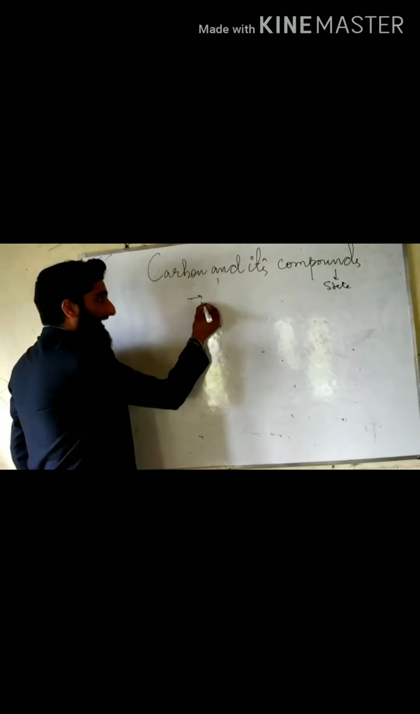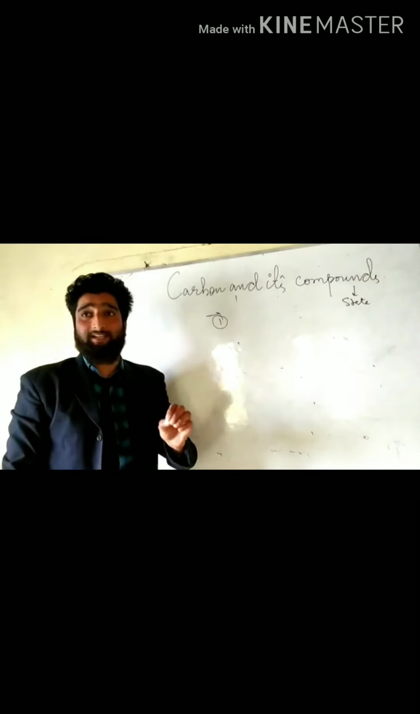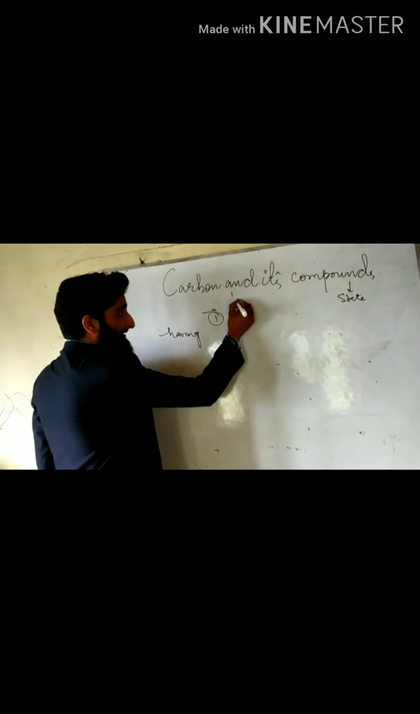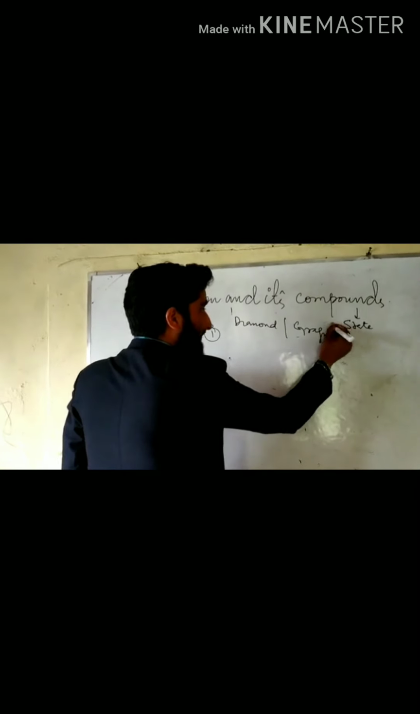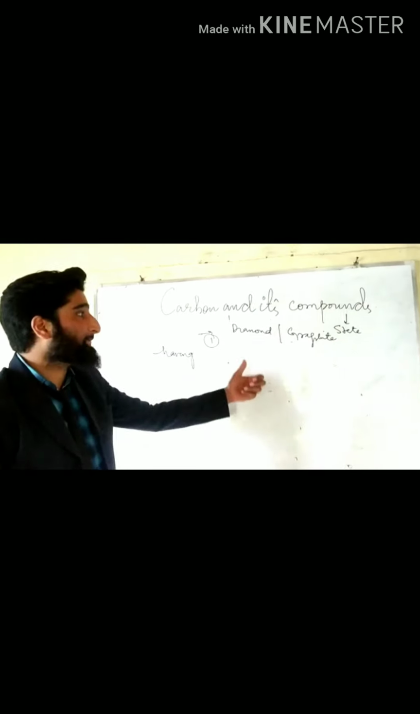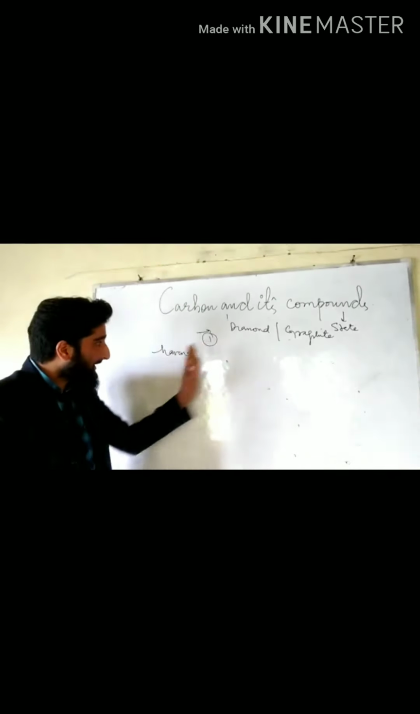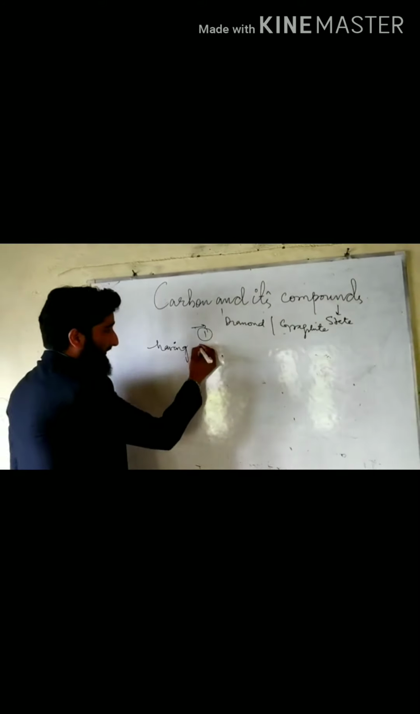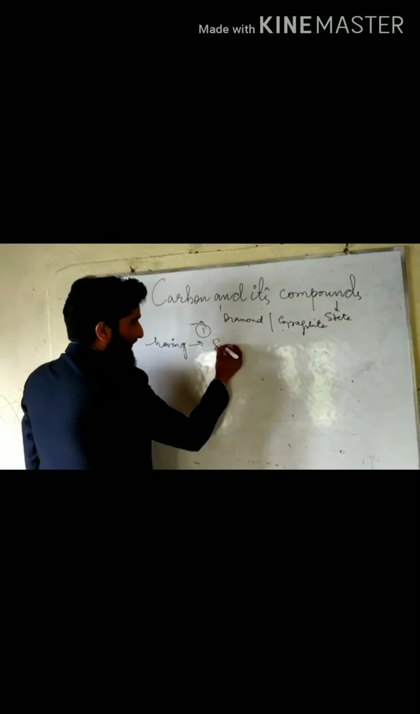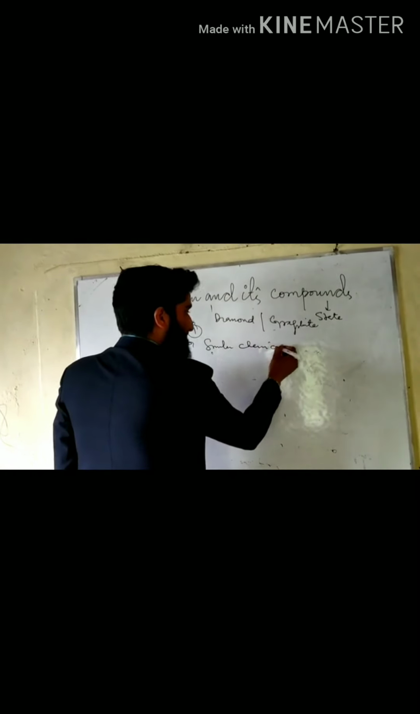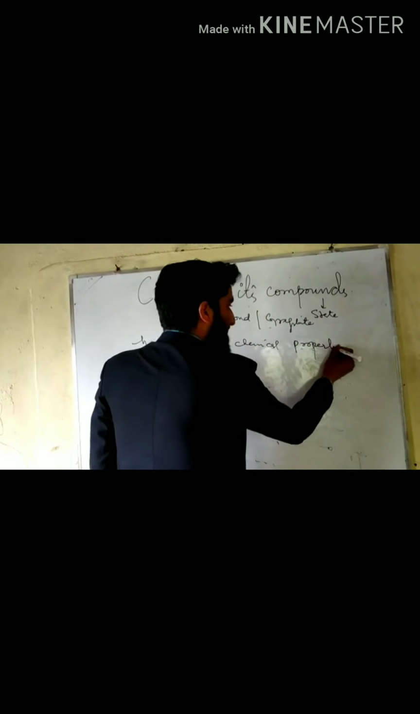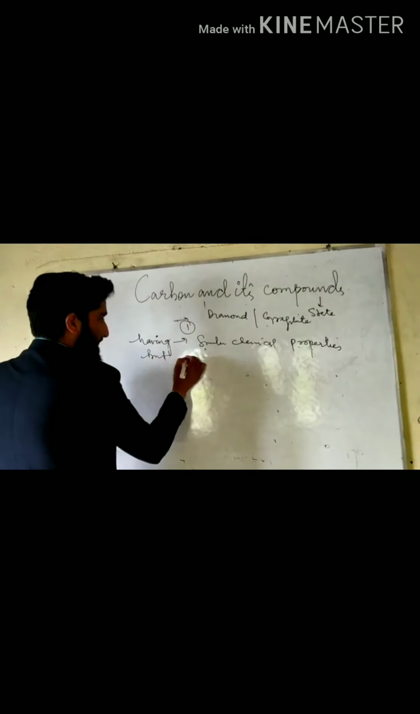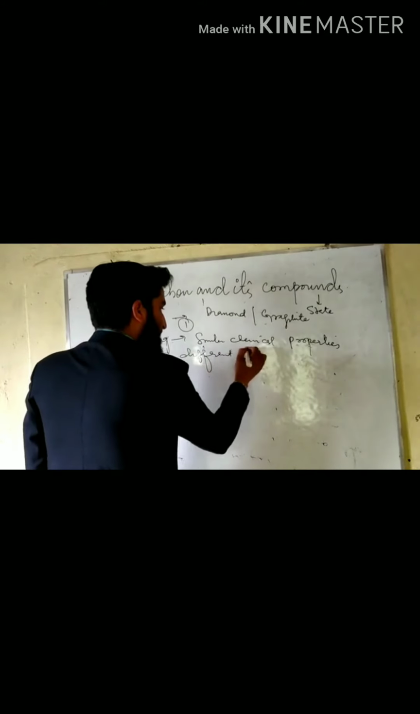One more point I would like to add here: as far as allotropes are concerned, carbon has two allotropes, diamond and graphite. As far as the class 10th syllabus is concerned, diamond and graphite, as allotropes, have similar chemical properties but different physical properties.